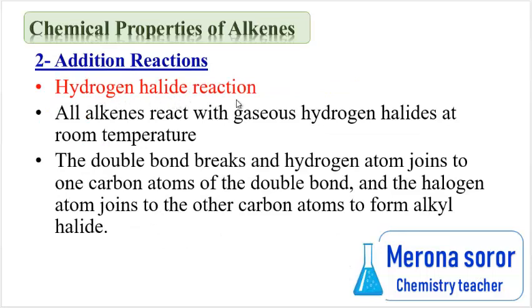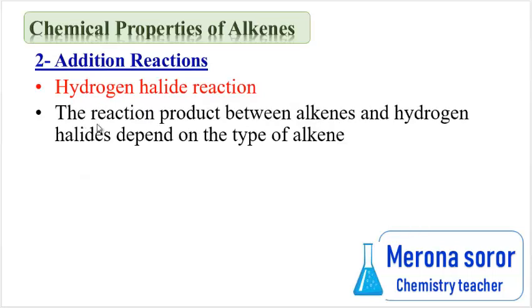Hydrogen halide reaction. All alkenes react with gaseous hydrogen halide at room temperature. The double bond breaks and the hydrogen atom joins one carbon atom of the double bond, and the halogen atom joins the other carbon atom to form alkyl halide. The reaction product between alkenes and the hydrogen halide depends on the type of alkene.